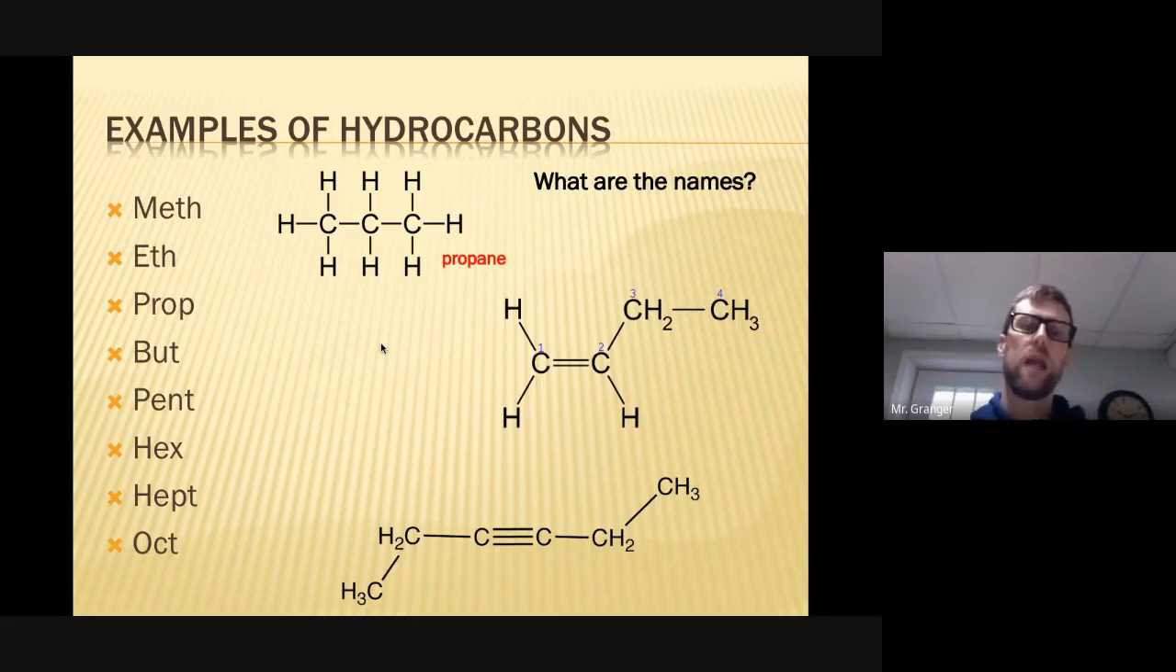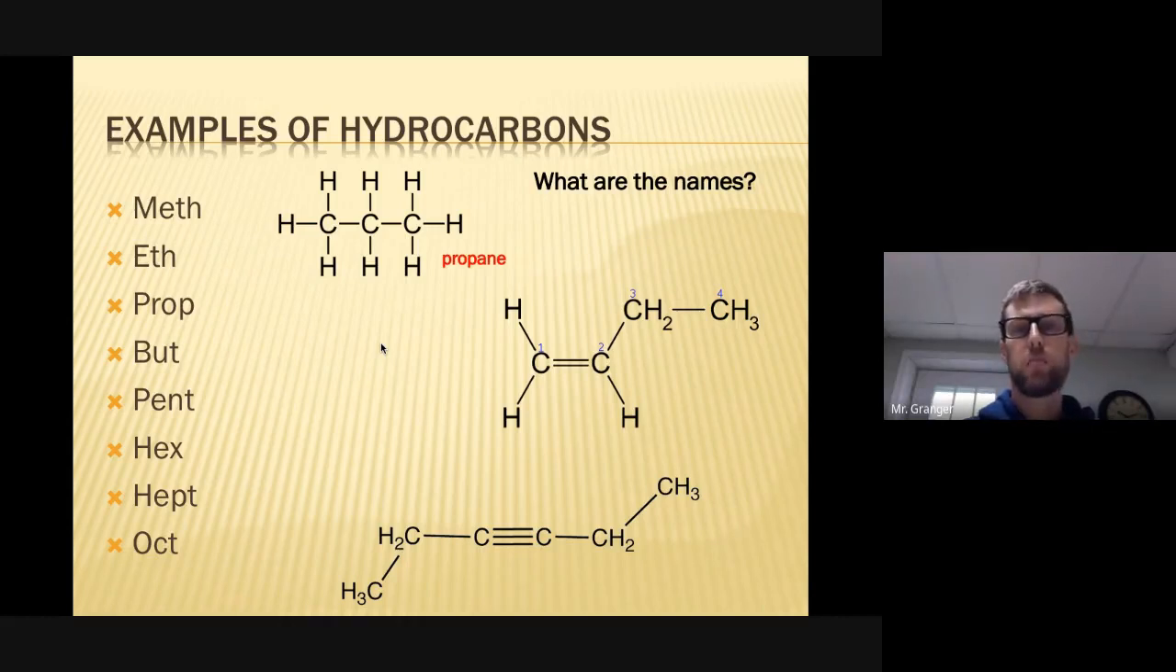So the ane ending for propane is indicating that propane has all single bonds between the carbons. And you can notice that with the structure. If you look at the structure, each carbon is linked with a single bond.